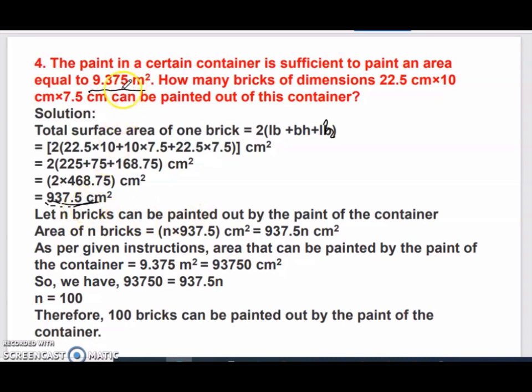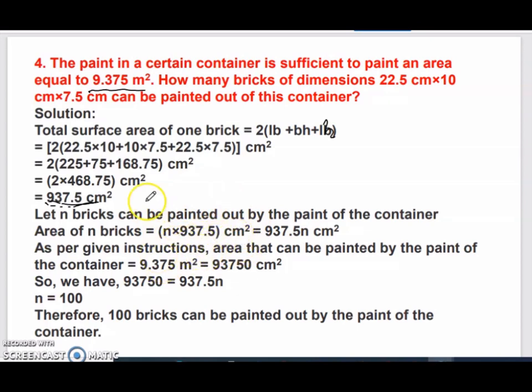Now how many can be painted in this much? One container is used for painting this many and one brick's area is this much. So let us assume that we are able to paint n number of bricks. This n can be any natural number. So we are assuming n number of bricks can be painted by this container. So the total area that it can paint will be n into 937.5 centimeter square. This will be the total area of all the bricks.